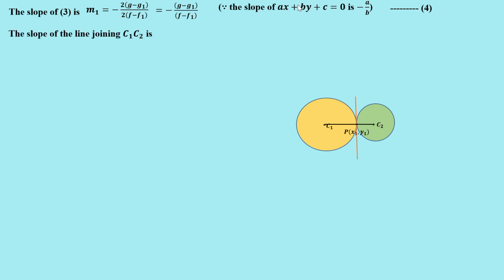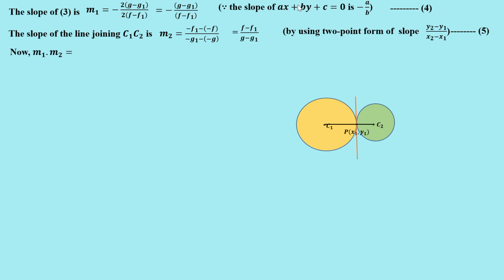Now the slope of the line joining C1 and C2: we know the centers, the first is (−g, −f) and the second C2 is (−g1, −f1). So we are using the two-point form of slope, (y2 − y1)/(x2 − x1). You will get (−f1 + f)/(−g1 + g), that is, minus of minus g. So (f − f1)/(g − g1). This is equation number 5.